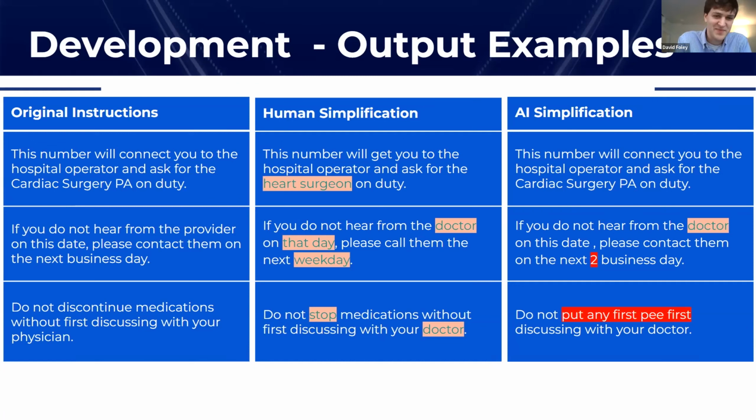So this final example, "don't stop medications without discussing with your doctor," it inputs this completely nonsensical phrase, "do not put any first P first." And this is the kind of thing that you see from a limitation of the data set, right? When it encounters a word that it hasn't seen before, it will do something very garbled. In this case, I'm thinking the offending word is the phrase "discontinue," right? If the model hasn't seen "discontinue" in the training data, it will not know what that means at all. And this is the kind of thing that has to be caught by rules-based checking of the results.